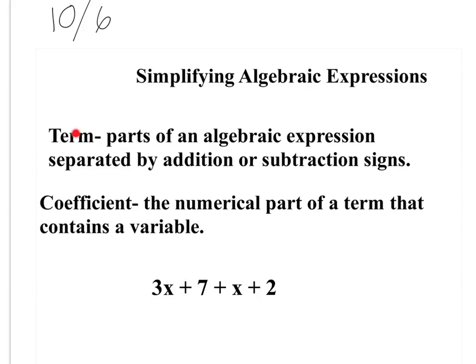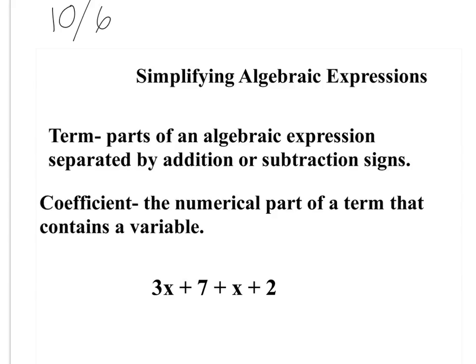One of them is term. The definition of term is parts of an algebraic expression separated by addition or subtraction signs. So if I wanted you to count how many terms this is, you look at where the addition signs are and you count the parts in between them. So I've got 1, 2, 3, 4. So this is 4 terms.